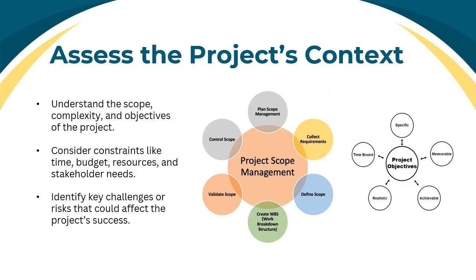So, how does the tailoring work? Think of it as a journey that starts with understanding your project and evolves through continuous improvement. The first step is assessing the project's context. Here you're looking at what makes the project unique. What's the scope? What are the constraints like time, budget, or resources? And perhaps most importantly, what do your stakeholders expect? This step sets the stage by identifying what challenges or opportunities might lie ahead.